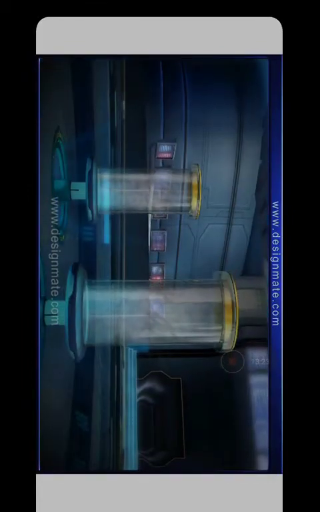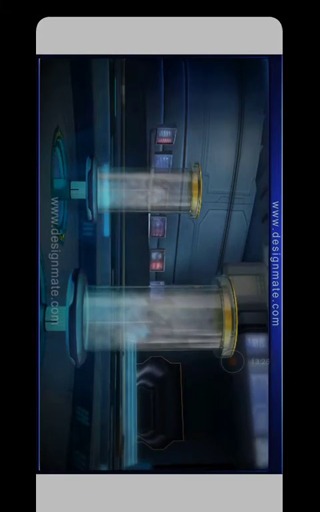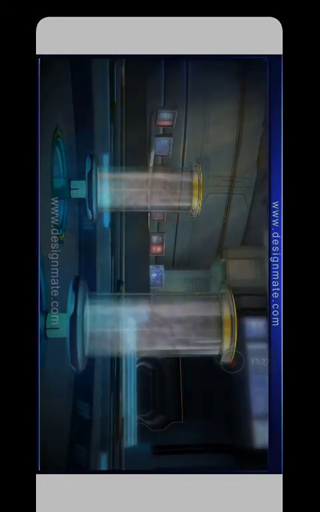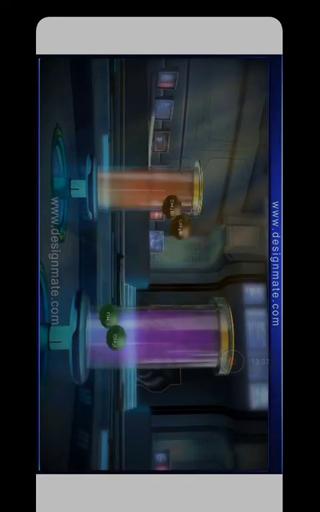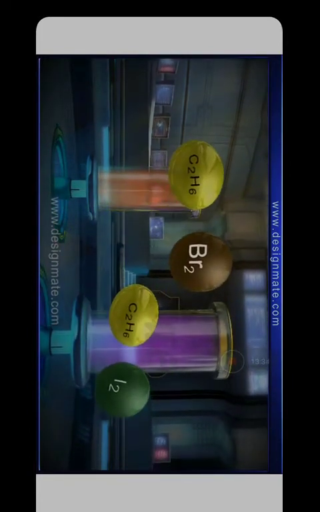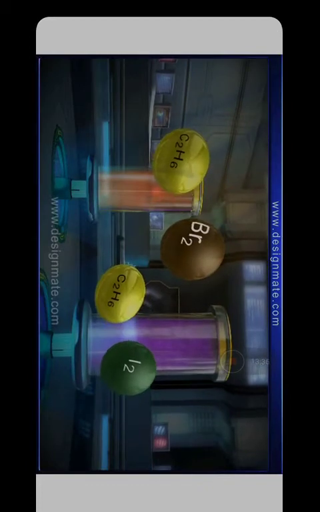Pure alkyl halides are colorless. However, bromides and iodides develop color when exposed to light. This is because they decompose to form the respective halogens, both of which are colored.